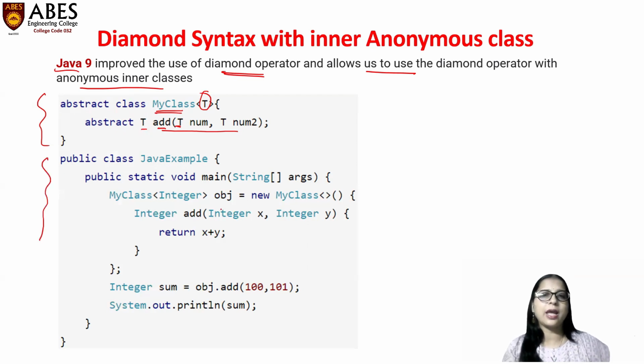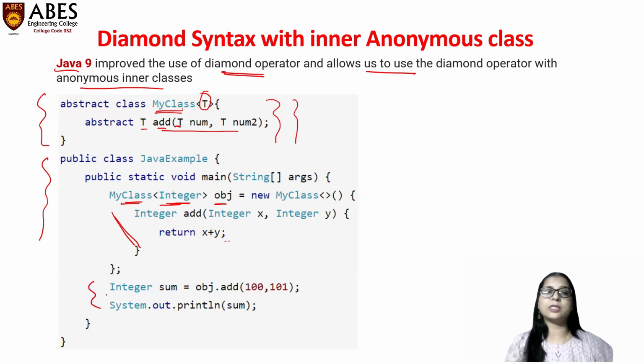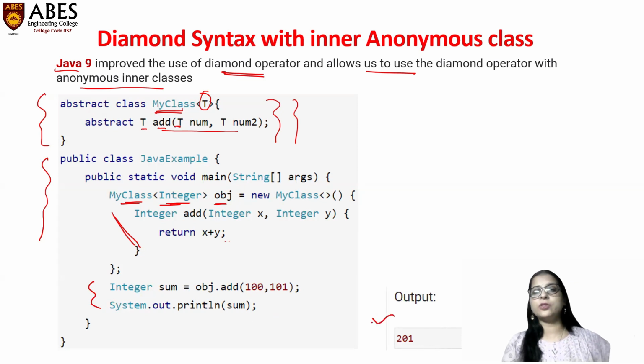This is the class, and we can see here, whenever we create an object of type MyClass, it was defined using a generic type, but here we specify integer, so that is possible. Here the method add takes 2 parameters of type integer. Now, by just defining one anonymous class, it can be used with the diamond operator and type integer or float or string. So that is the idea. The output you receive here is 201.